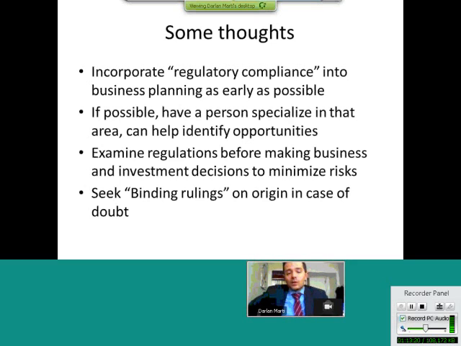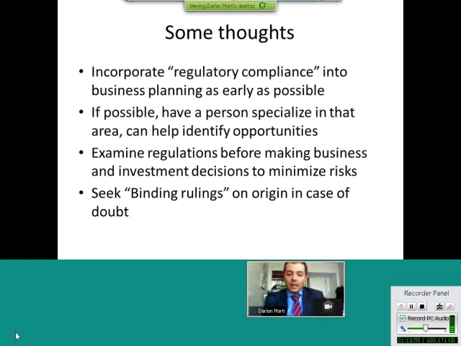Second, if possible, and this depends on the firm size, of course, it's useful to have a person specializing in the area of regulatory compliance. That is the best case scenario in order to identify opportunities. A person who understands this issue and has the capacity to read the rules, to seek flexibilities in the rules, is a person who will be able to identify tariff-saving opportunities for the company.